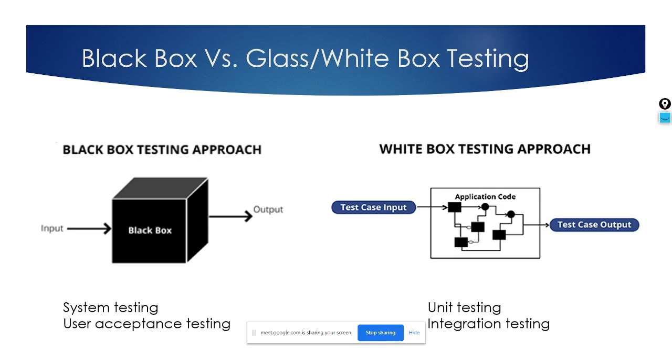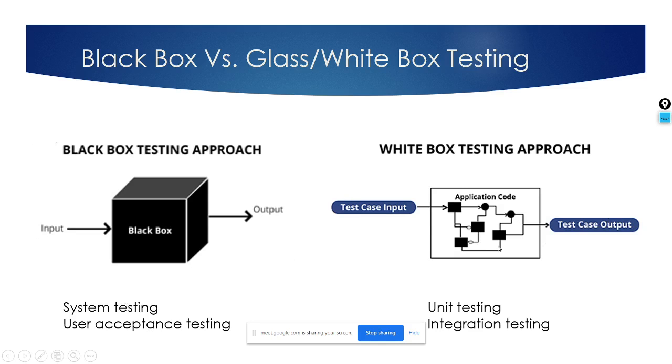Right, then we can categorize testing into two: black box testing and white box testing. Black box testing means we think of the system as a black box without awareness of how the design and coding is done. We test whether for the correct input we are getting the correct output, or whether we are getting the correct functionality. So that is called black box testing. System testing and user acceptance testing are black box testing.